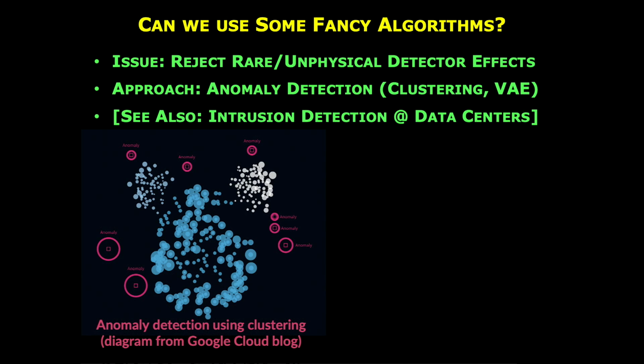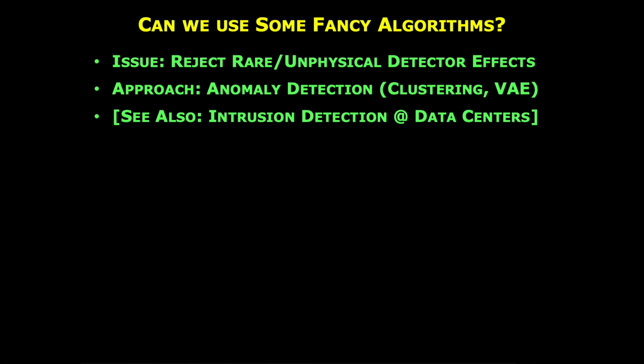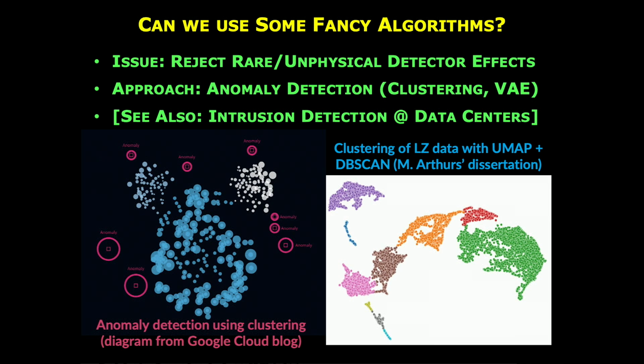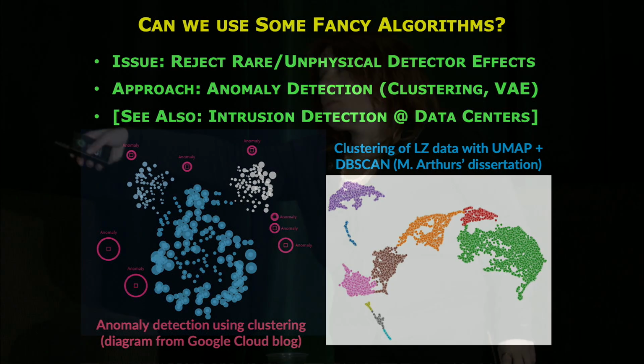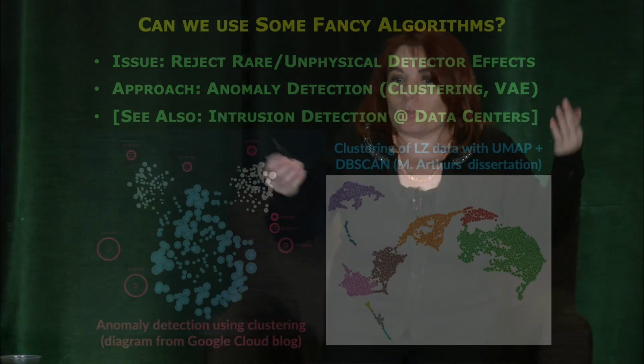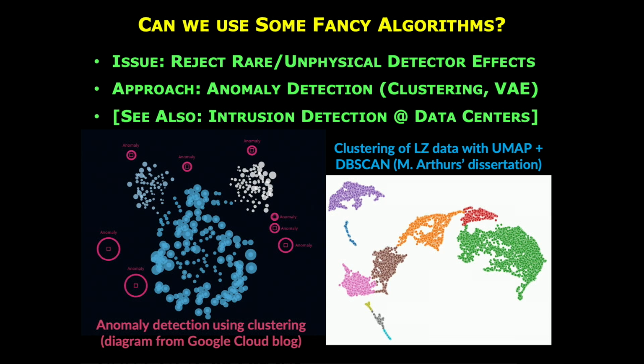So this is a clustering, anomaly detection using clustering, which comes from Google Cloud. And this is from my postdoc's PhD thesis. It's kind of the same plot, but not with the same color scale. And maybe you see there that there are smudges of blue and the stuff underneath. Those are detector anomalies that could trick us into thinking we saw dark matter, but didn't. So it was fun with the same technique that is used all over in AI.